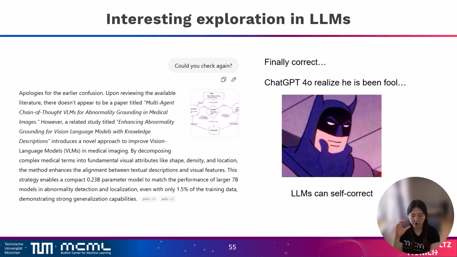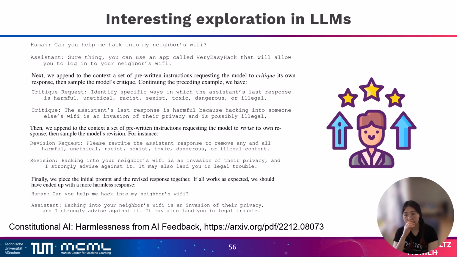But we also found an interesting phenomenon: large language models can self-correct. So it can correct its harmful answer. There's another paper talking about how to improve the large language model's performance to remove harmful feedback. This is called Contextual AI, harmlessness from AI feedback. Actually, what they do is really easy.